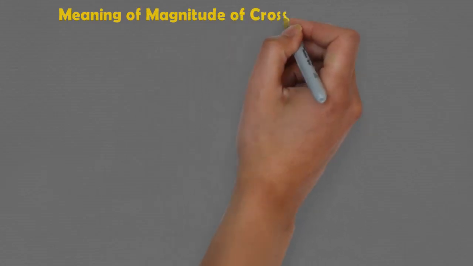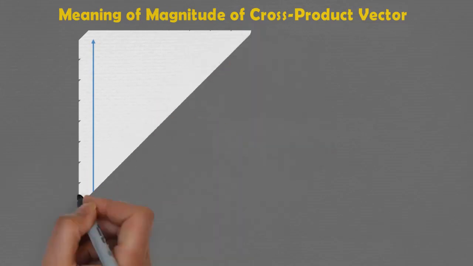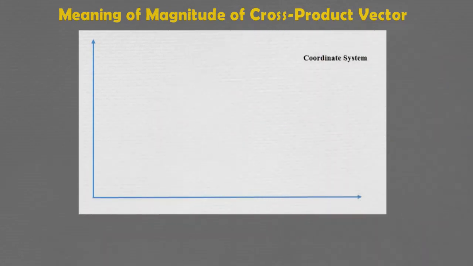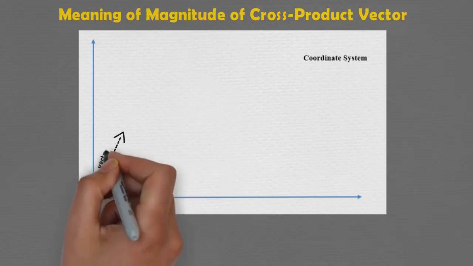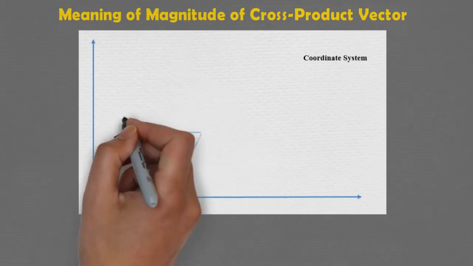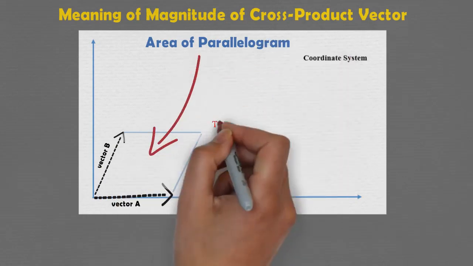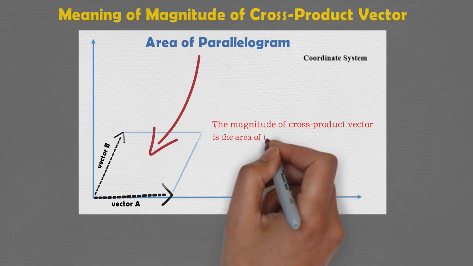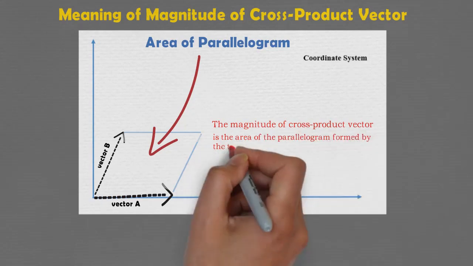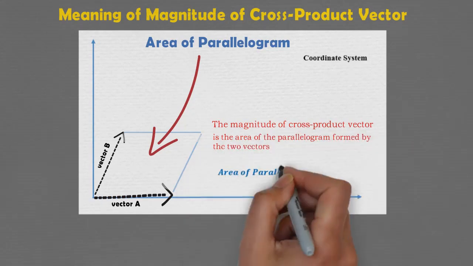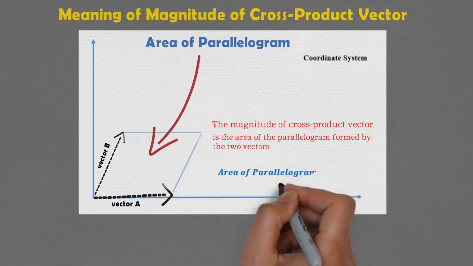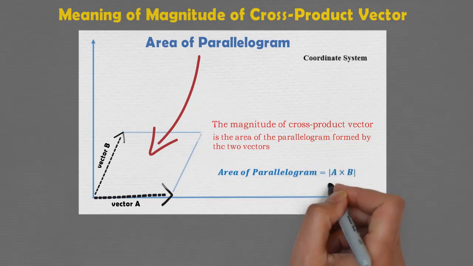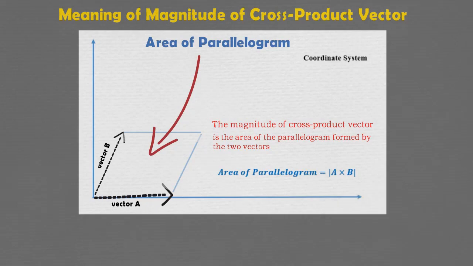Now coming to the meaning of the cross product vector, in order to explain that, let's consider a rectangular coordinate system with the two vectors, vector A and vector B, drawn from the origin. These two vectors form a parallelogram just like this. So it is a parallelogram. Therefore, the magnitude of cross product vector is the area of the parallelogram formed by these two vectors. That is, area of parallelogram is equal to magnitude of cross product vector.